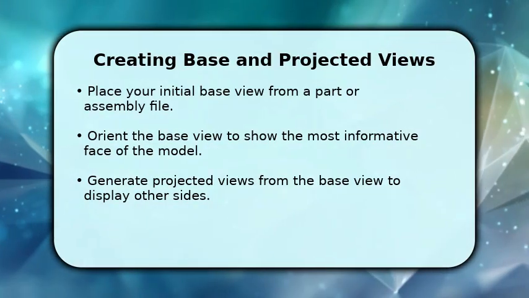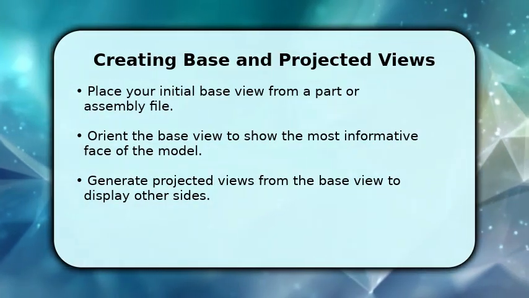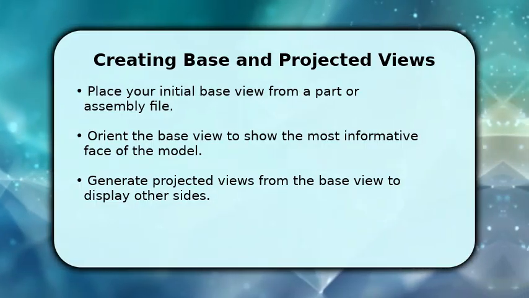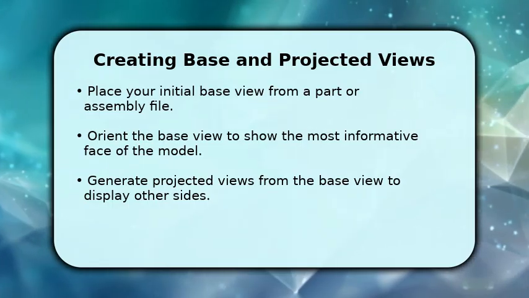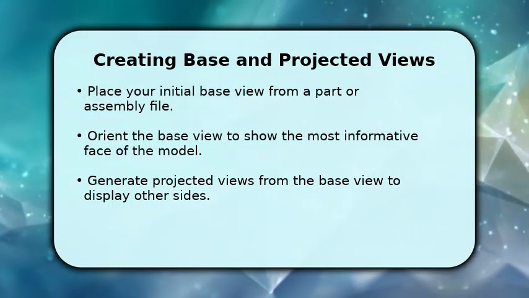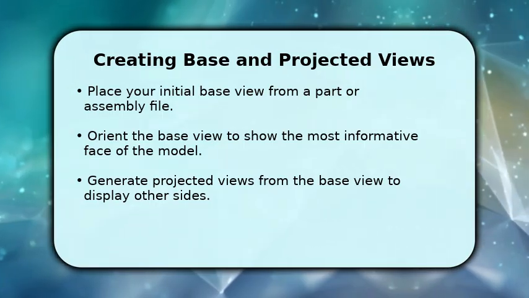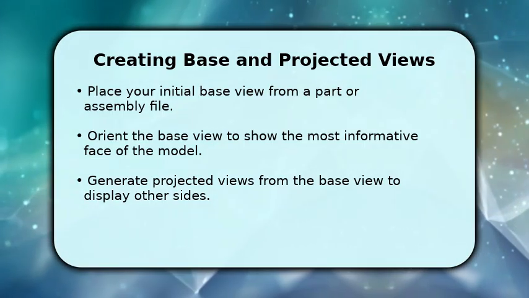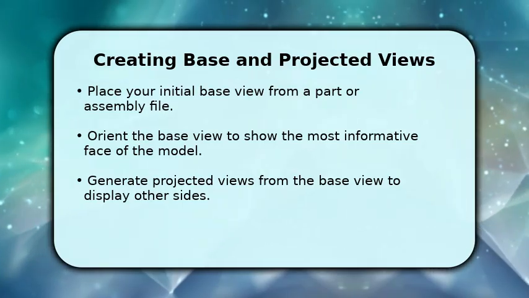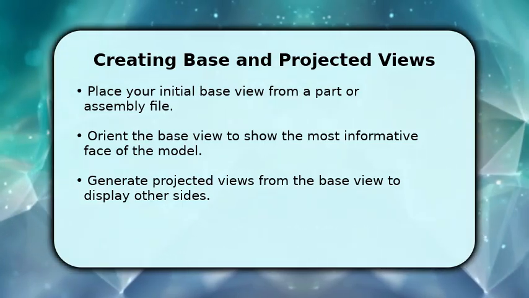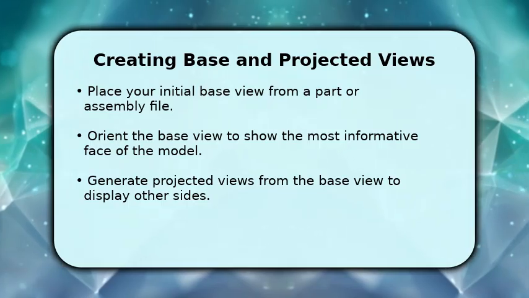Now, let's bring your model onto the drawing sheet. You'll begin by placing a base view, selecting your part or assembly file. Carefully orient this view to best represent your design's primary features. From this base view, you can then easily create projected views, showing the top, side, or bottom perspectives. For a comprehensive look, remember to include an isometric view, offering a clear three-dimensional representation of your model.